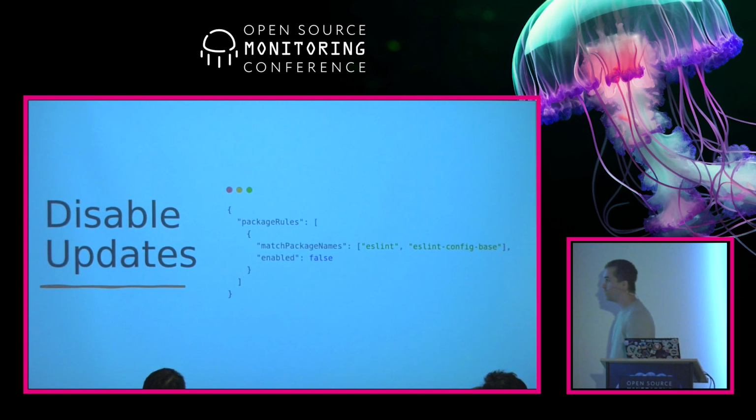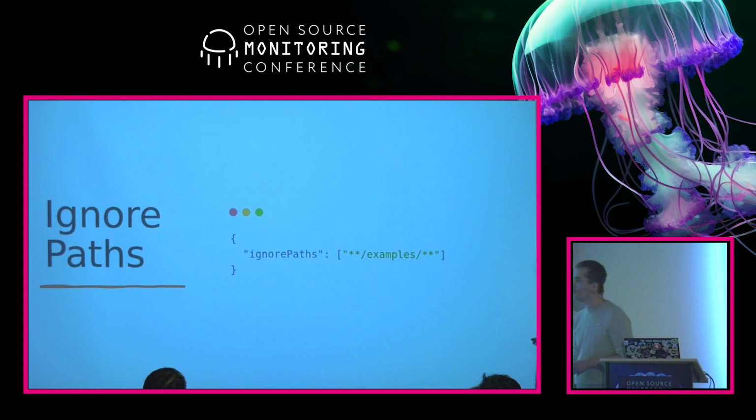You can also disable updates completely. For example, if you don't want to update ESLint or some other packages you know that you need in a particular version, you just tell Renovate again with a package rule that it should not update these kinds of package names that get matched in this list. You can also ignore complete paths in your repository, so Renovate won't check these paths for dependency files, and then they won't get any updates at all.